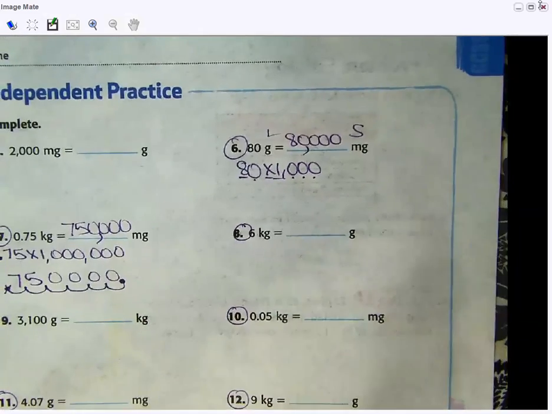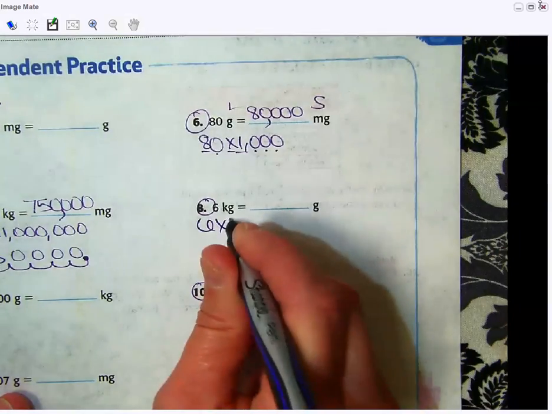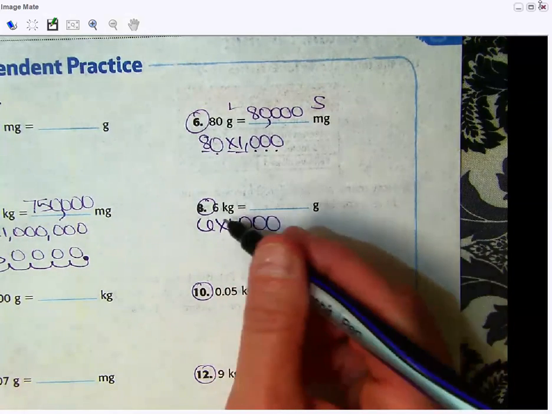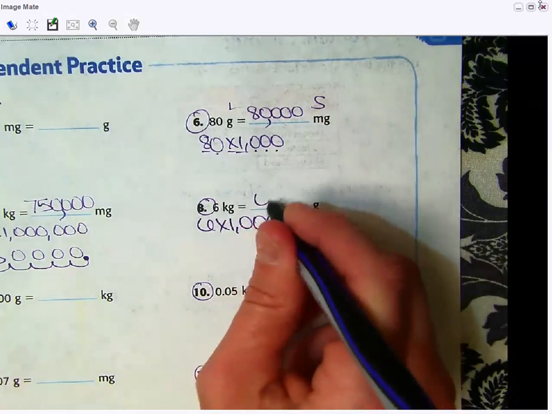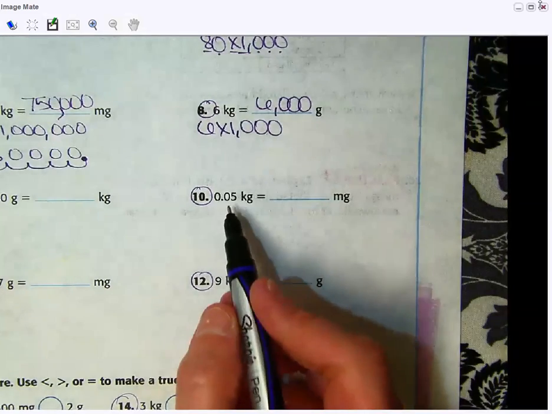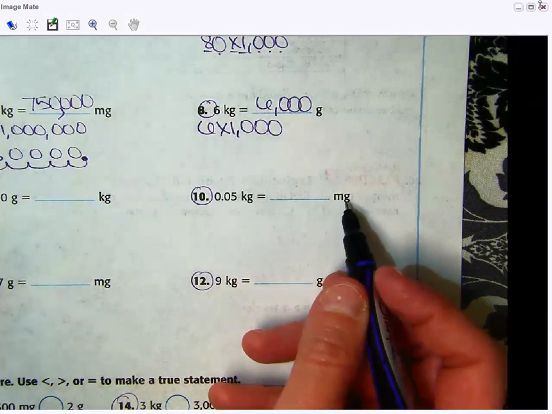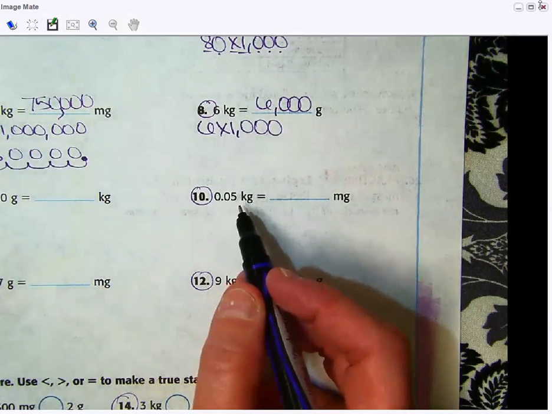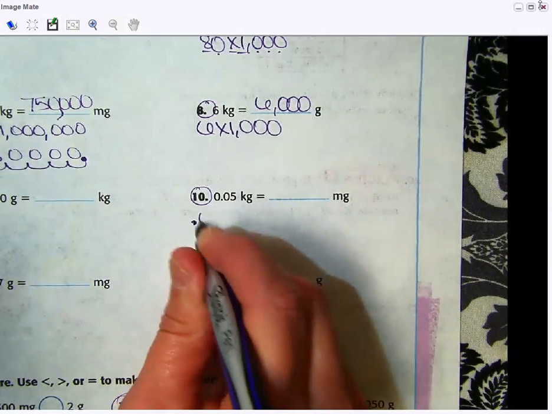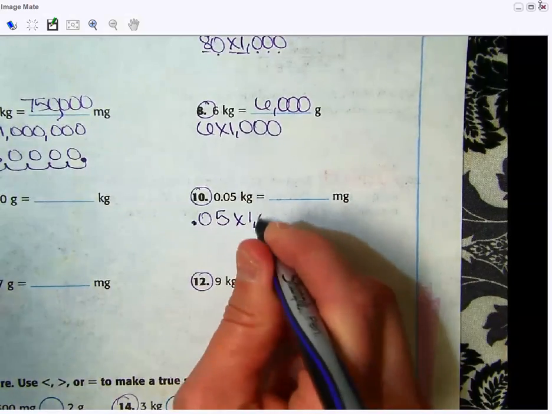Number 8, kilograms to grams. So we have 1,000 grams in a kilogram. So 6 kilograms equals 6,000 grams. You have 5/100ths of a kilogram, and again, we're going to milligrams. So very small breadcrumbs to large, well, this is not even a loaf of bread, part of a loaf of bread. So we have 5/100ths, and we know we're going to multiply that by that 1,000,000.